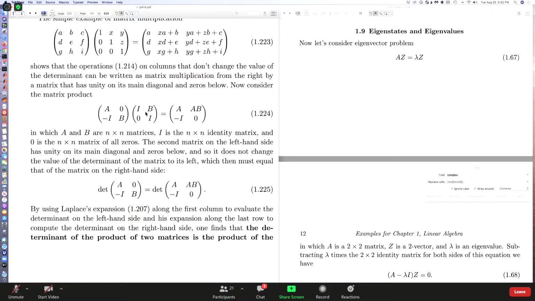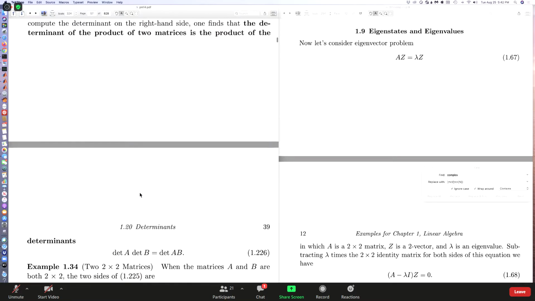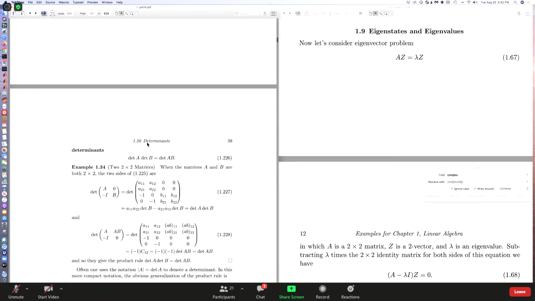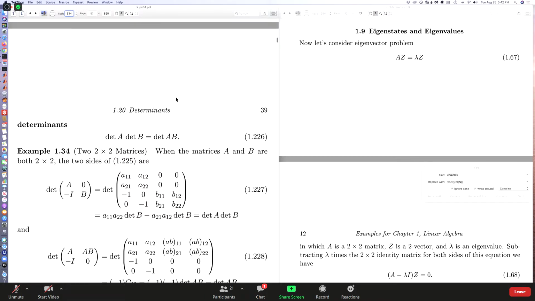Right, this thing doesn't change the value of the determinant. So that means that the product of these two has the same determinant as just this matrix. So the determinant of the first one is equal to the determinant of the right-hand side. And now if we do the ordinary expansion of this determinant, what we find is that the determinant of A times the determinant of B is the determinant of AB. And that is an important result.